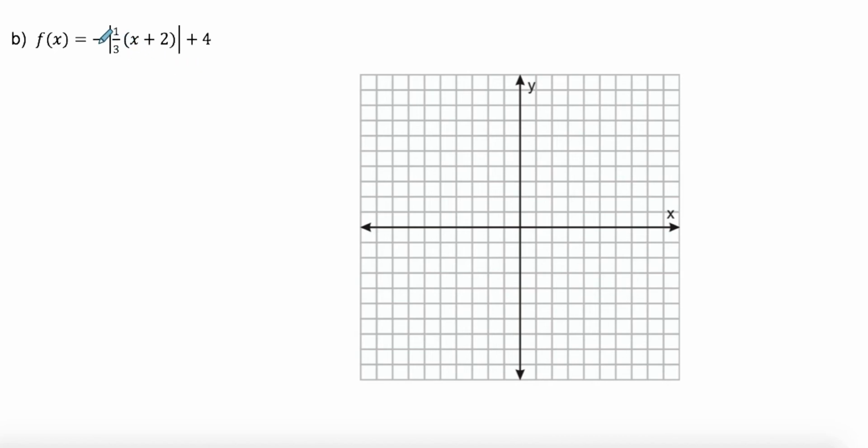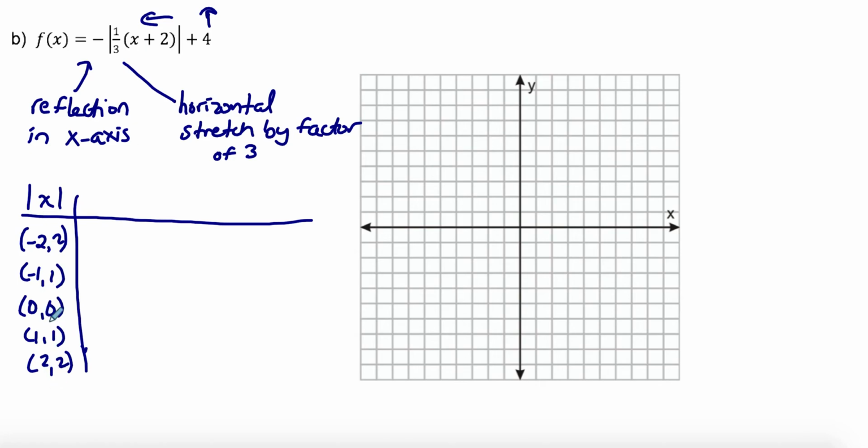This last one, these are about as complicated as they get. I see that we have a reflection in the x-axis because it's outside. We have a horizontal stretch by a factor of 3. We are going left 2 and up 4. So we have our parent function, our points that we usually use when we're graphing an absolute value function.